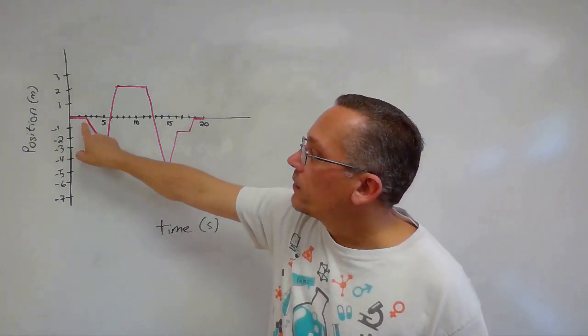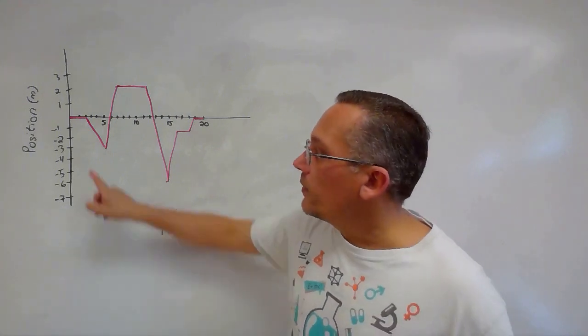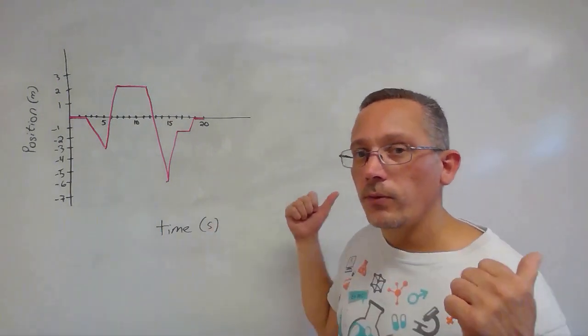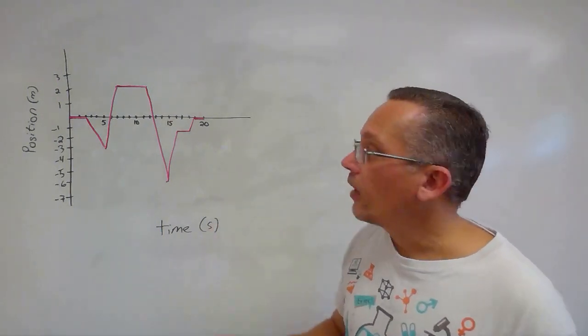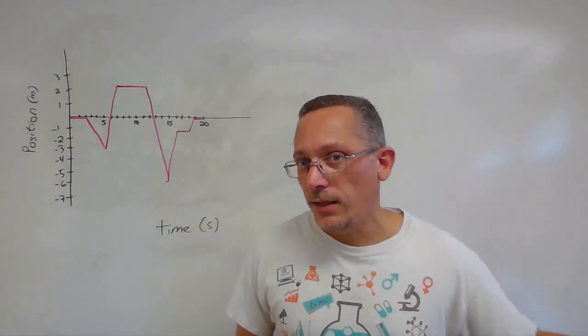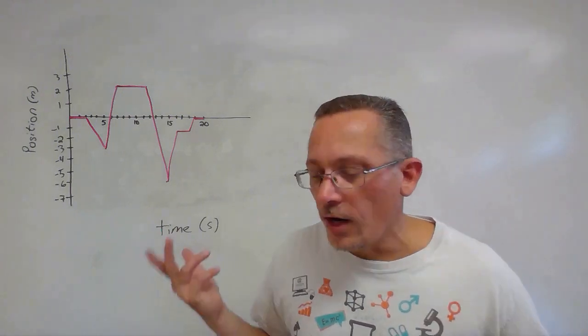What happens then? You can see the line goes down into the negatives. What does that mean? That means the line is going down. This object is moving backwards. It's moving in the negative direction. Oftentimes, we'll say one direction is positive and the other direction is negative, right? I mean, really, which way is forward and which way is backward is kind of arbitrary.